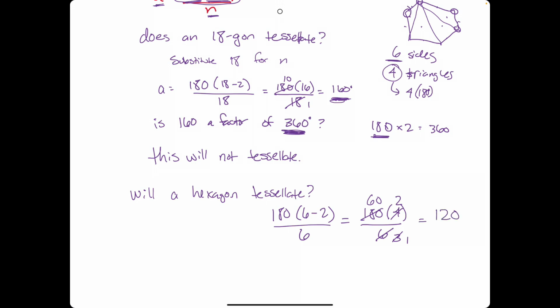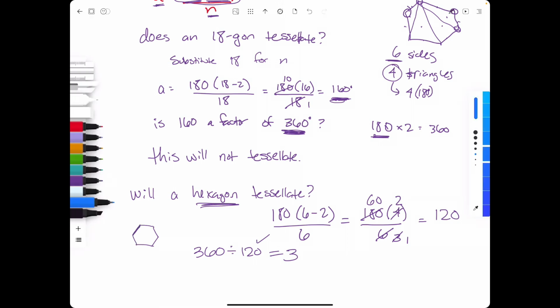Does 120 fit into 360 evenly? Yes, it does. It's 3. So a hexagon will tessellate. If you were to quickly, somewhat accurately sketch a hexagon, I should be able to fit another one. I'll change colors to see it. Here's this. Here, and then another one here. And another one here. So I can cover a plane figure without any overlaps and without any gaps with hexagons.